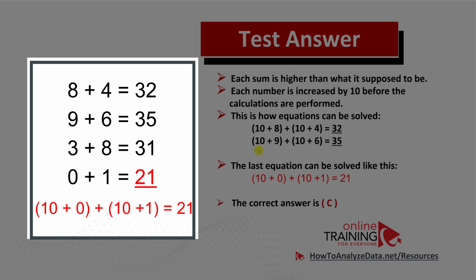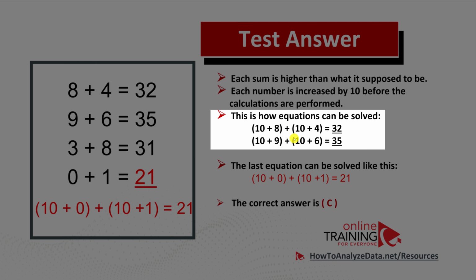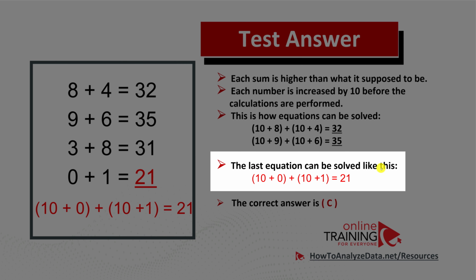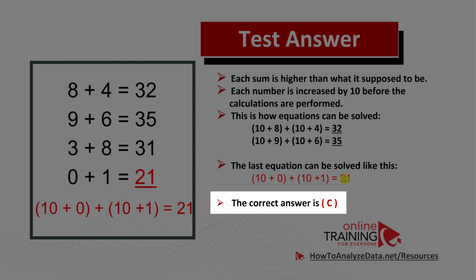Same calculations are done with the second, third, and fourth equations. For example, 19 plus 16 equals 35. And the last equation can be solved like this: 10 plus 0, 10 plus 1 equals 10 plus 11 equals 21. So the correct choice here is choice C, 21.